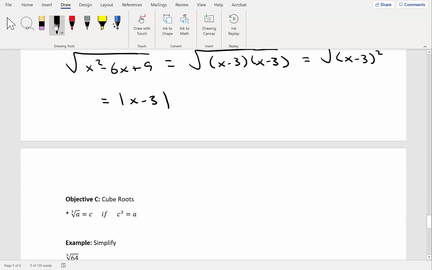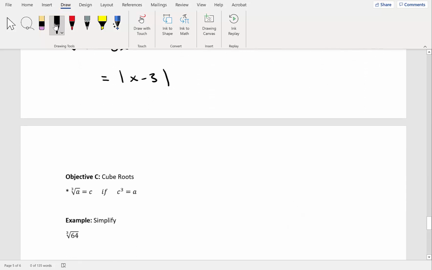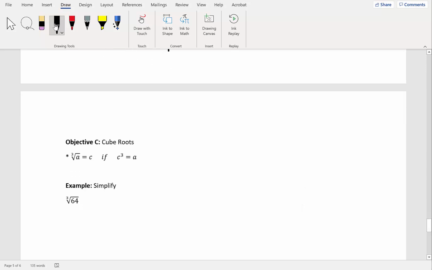Now that leads us to our last objective, which is cube roots. This property: the cube root of a is equal to c if c cubed is equal to a. Okay, let's take a look at an example. Simplify, we have the cube root of 64.